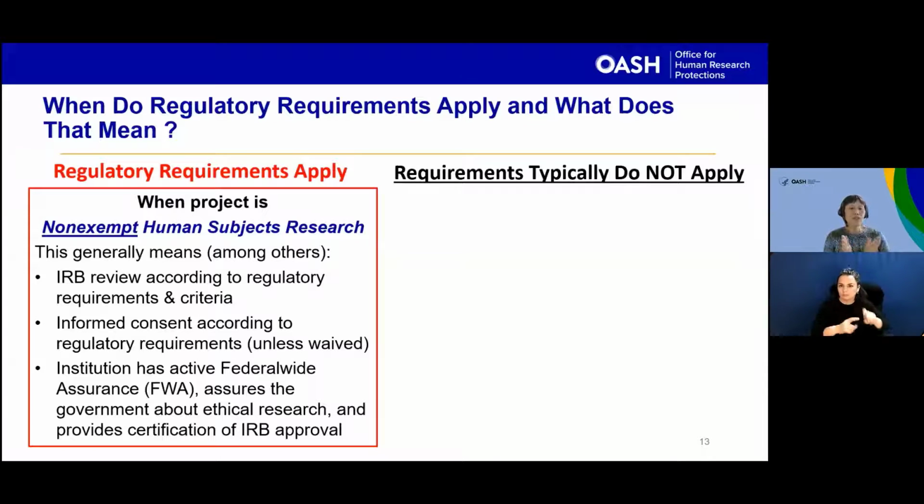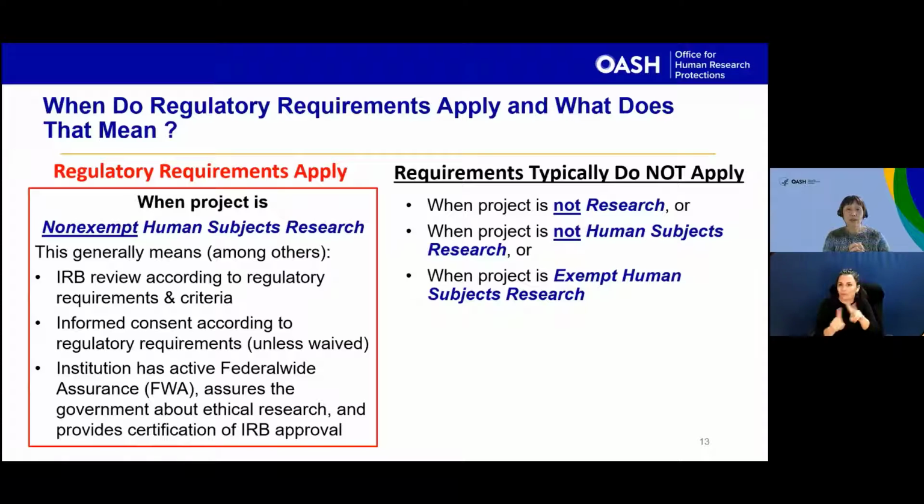There are also many situations in research where the regulatory requirements for protecting human subjects do not apply. What are those situations? When a project is not research, or when a project is not human subjects research, or when a project is exempt human subjects research, right? All those terms in blue have special meanings. So you cannot just use a layperson's perspective to interpret them the way you want. If you want to understand what they mean, you need to go to the regulations, the Common Rule, and look at what the definitions say.